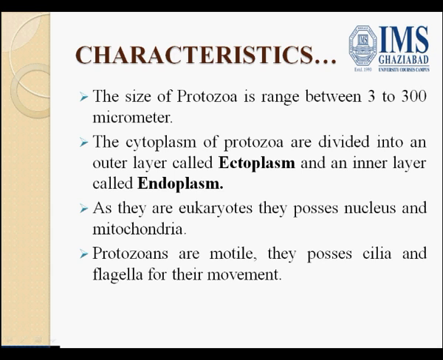Further, the size of protozoa is very small. It ranges from 3 to 300 micrometers. The cytoplasm of protozoa is divided into two parts. The outer layer is known as ectoplasm and the inner layer is known as endoplasm. As they are eukaryotes, they possess nucleus and mitochondria as we have previously discussed.